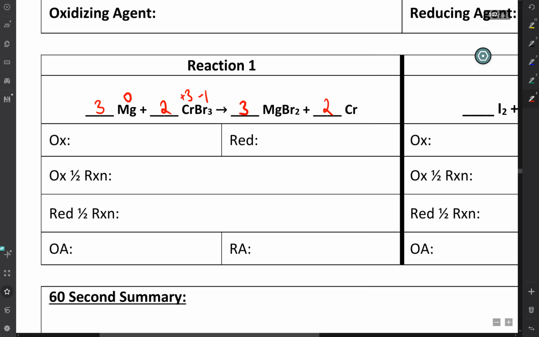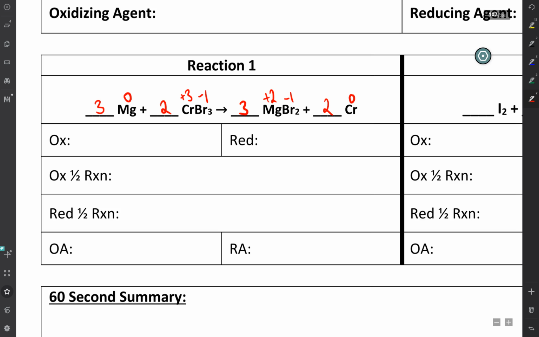If I come over to the product side, magnesium is a group 2 metal. Group 2 metals always have a charge of +2. The bromide ion, again, remains at -1, and chromium atoms are uncombined, so they'll get an oxidation state of 0.